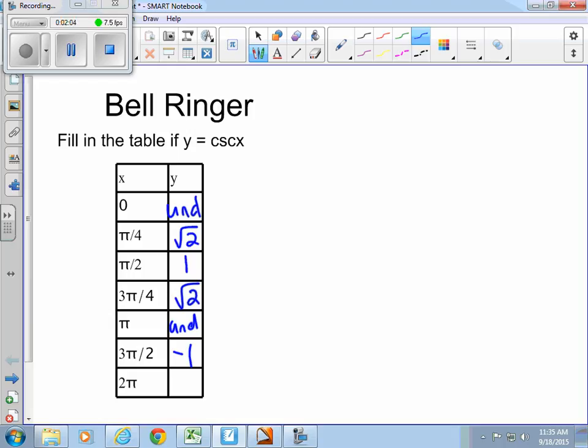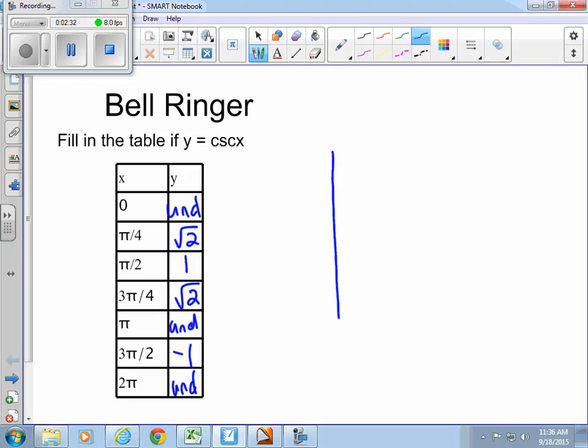Undefined. What do undefined values from algebra 2 look like on graphs? Holes. Either holes or vertical asymptotes. And you may remember from algebra 2, if you had a number over 0, it made a vertical asymptote. Would you agree all of those were numbers over 0? Yes. So those are all vertical asymptotes.